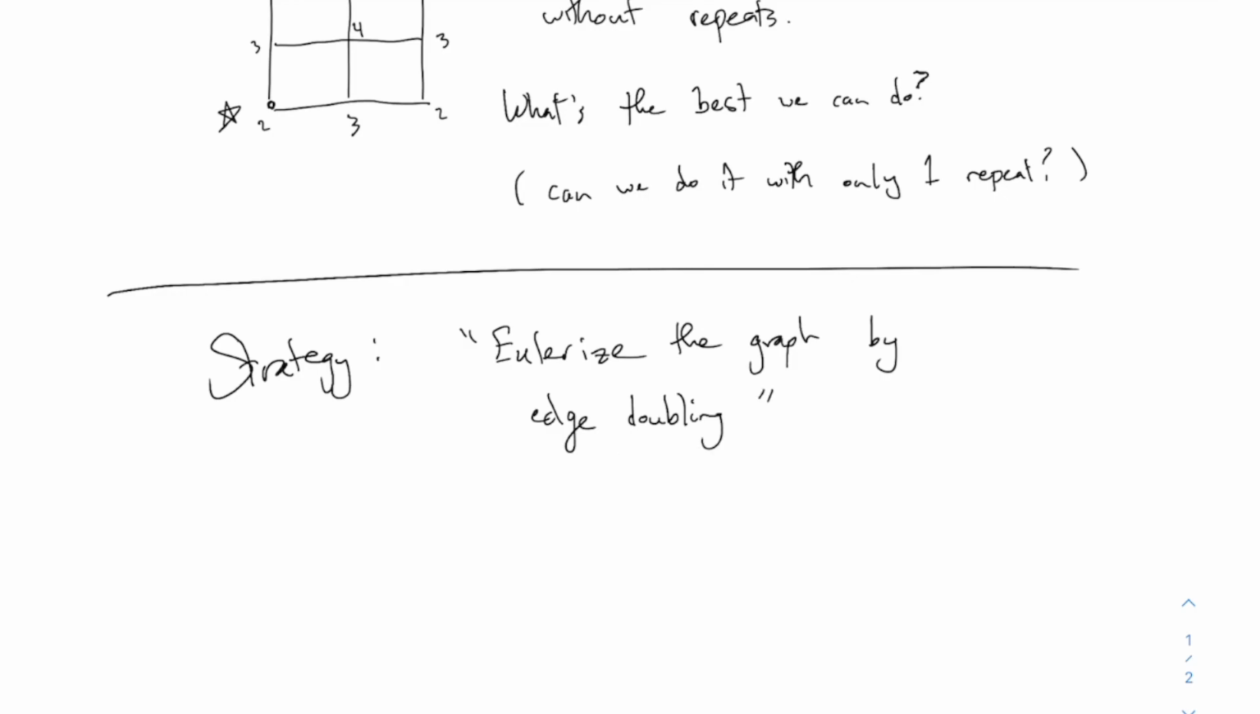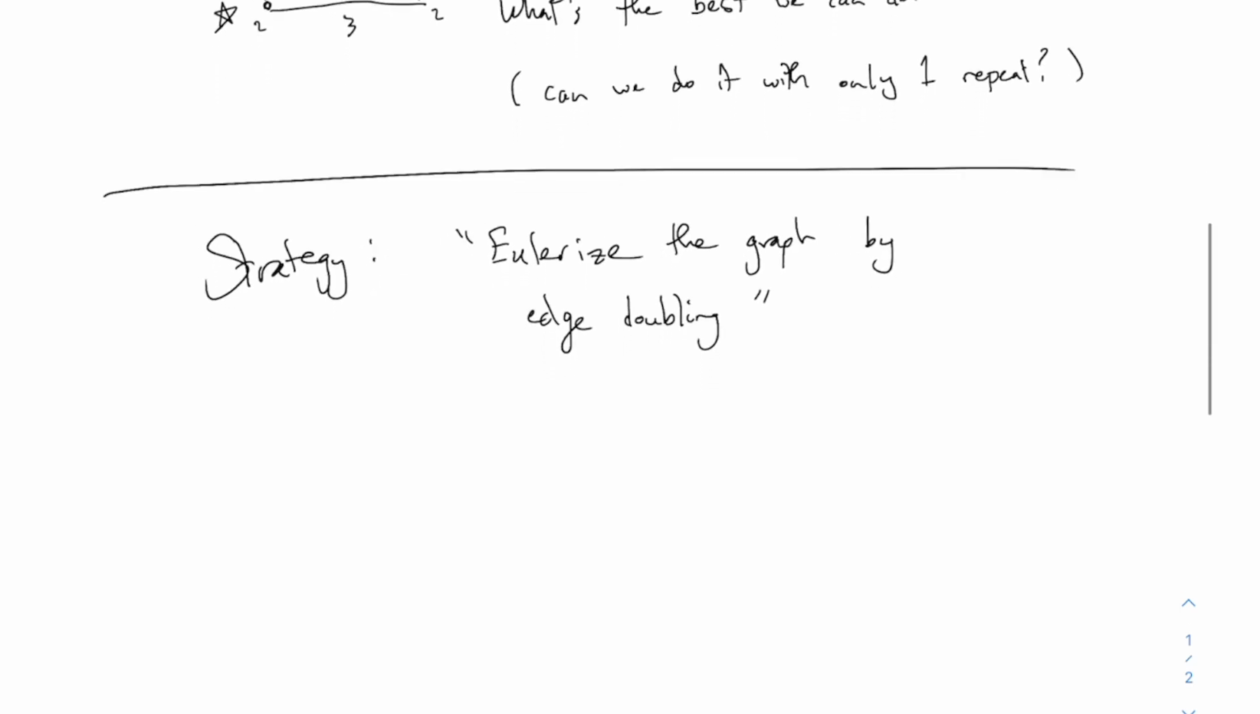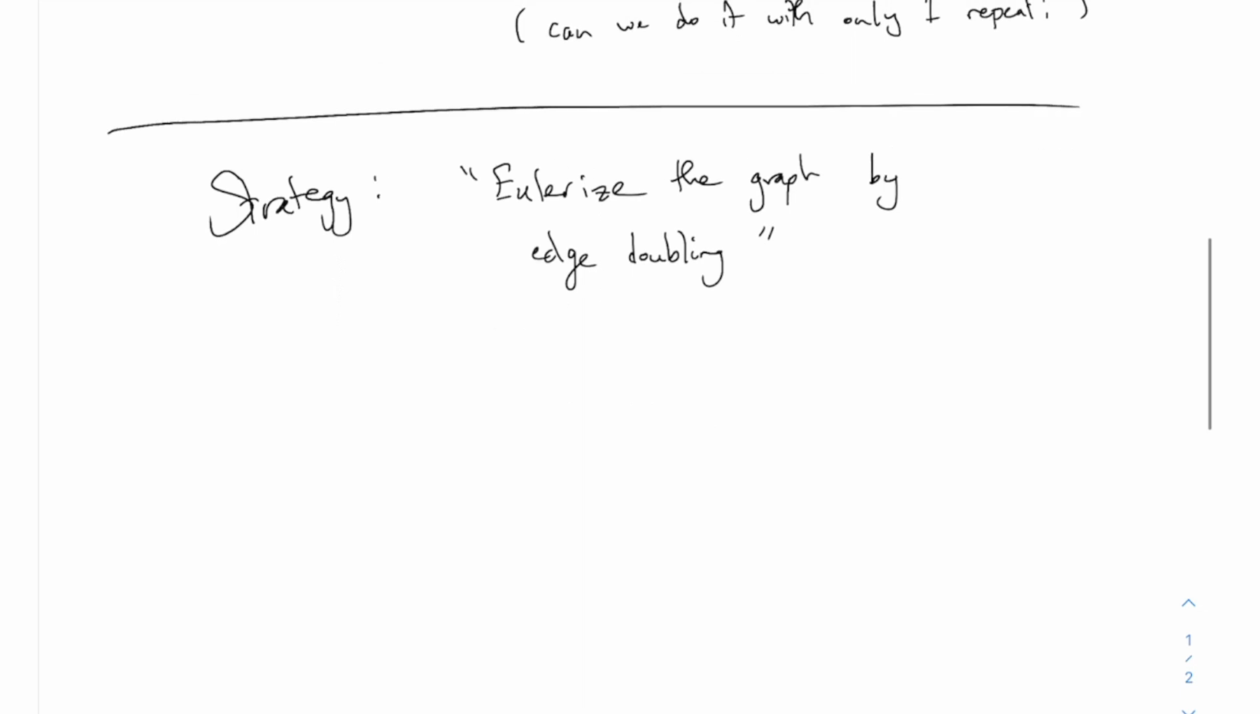This is the basic strategy. Eulerize the graph by edge doubling. Eulerize means you add extra edges until it has an Euler circuit. That is, you add extra edges until all the degrees become even. And actually, we're not going to add just any edge, but we're going to double the edges. That's what I mean by edge doubling. You look at certain edges on the graph, and you double up some of them to turn all the degrees even. Your goal is to make them all even so that you can find an Euler circuit.